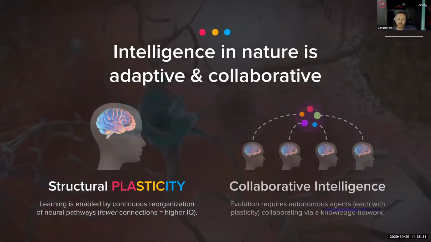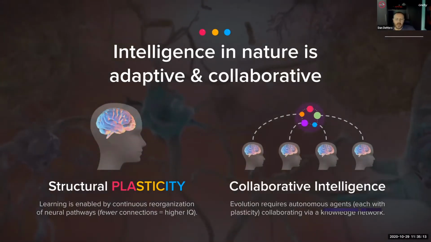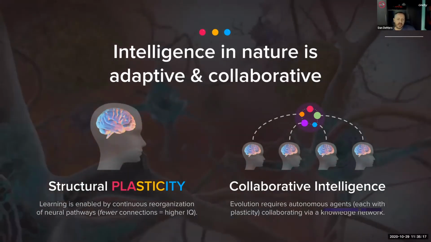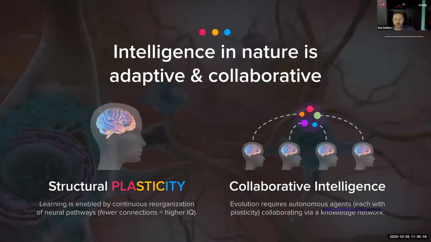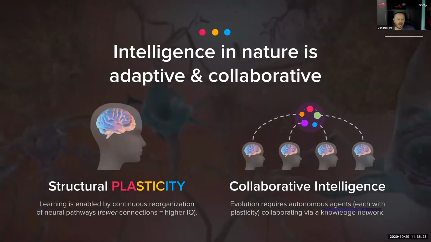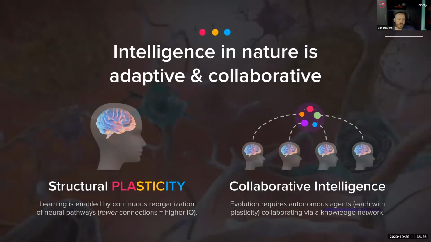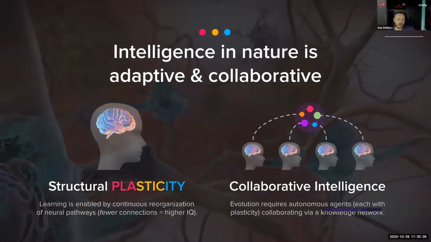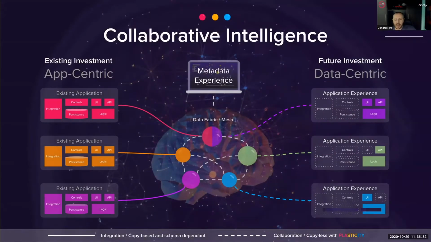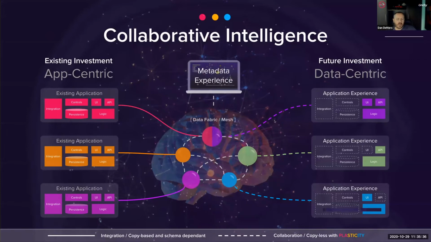The other concept is around collaborative intelligence, which I would say is conceptually like plasticity at scale, enabling knowledge sharing across autonomous entities that each have plasticity, giving you this collective plasticity, and this is what ultimately enables evolution to work in nature. So what we're going to be looking at today is wherever you see the dashed lines, that's where there's a copy-less based integration, where there is plasticity in between.